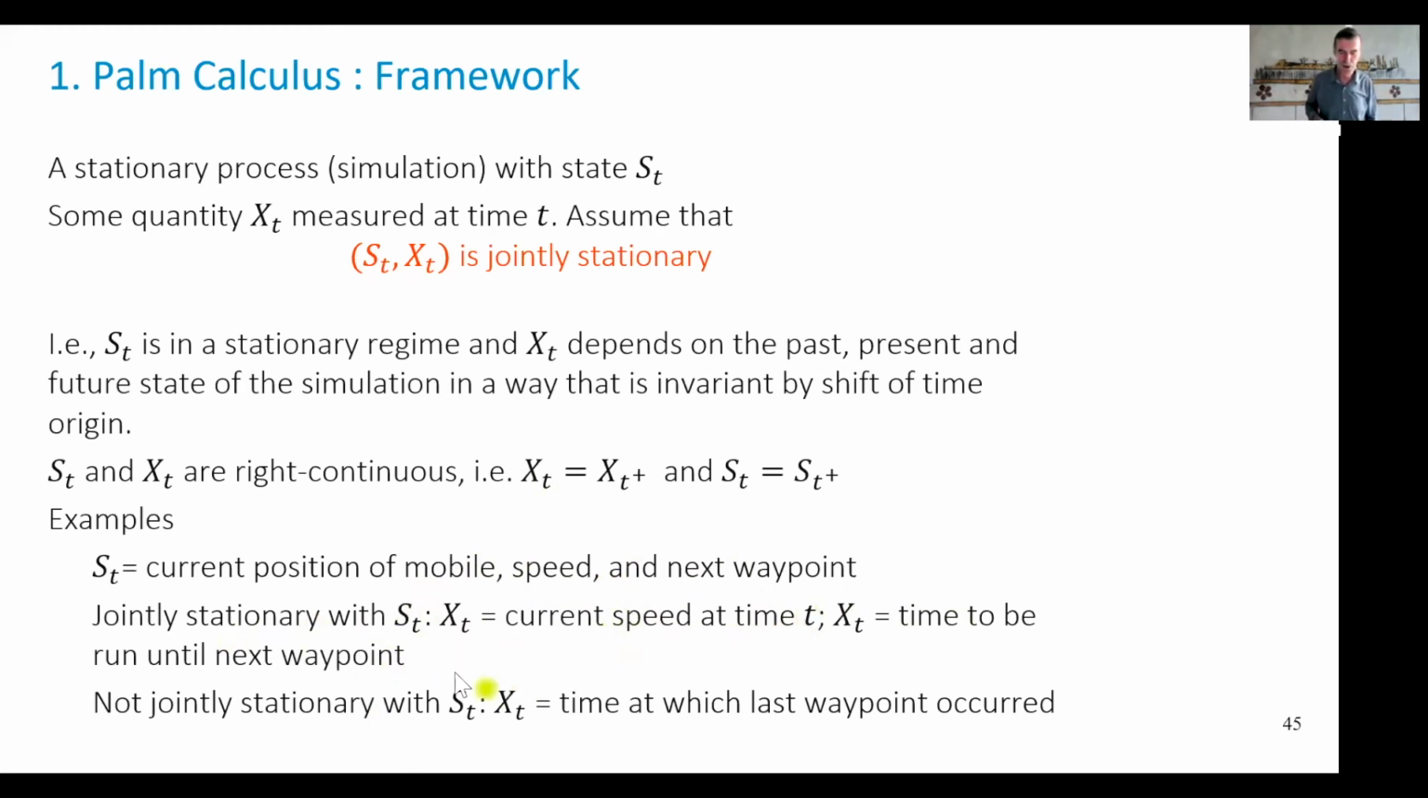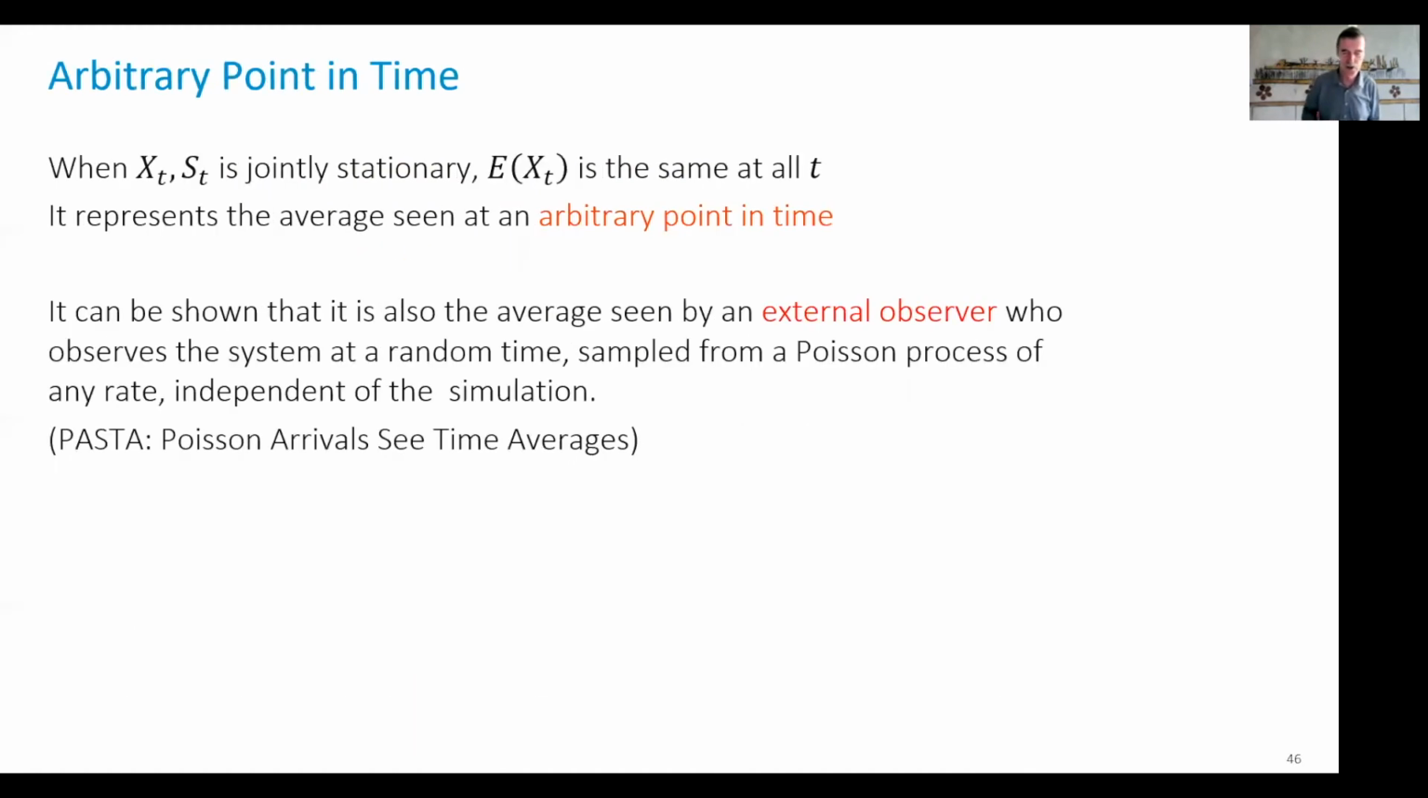Now, of course, something that would not be jointly stationary is if I ask what is the absolute time, what is the timestamp at which the last waypoint occurred. If I change the time origin, the answer will change, of course. If I reset time exactly when I ask the question, the answer will be negative, it will be in the past. If I don't, it will be positive. So this is not jointly stationary. That is a very mild assumption. The thing that is not mild is that we assume that the simulation has a stationary regime and has reached the stationary regime.